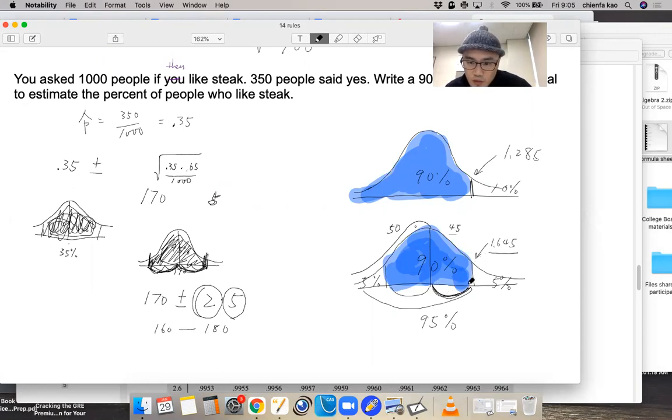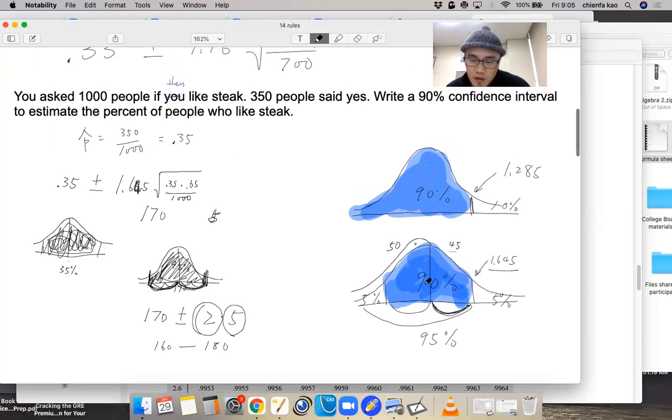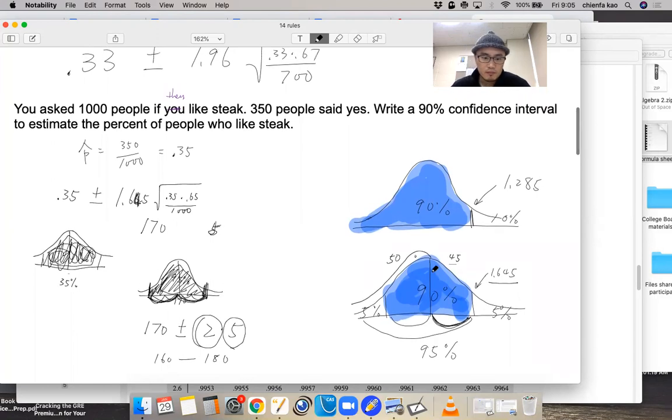So if you do 1.645, it will be 1.645 to the right of 0. If you do plus minus, it will be 1.645 to the left and right. And then that will be your 90% confidence. It will include 90% of all of the guesses. Okay, that's it.